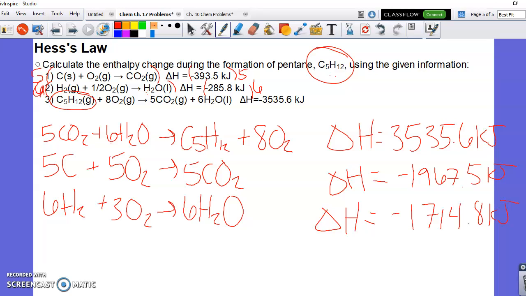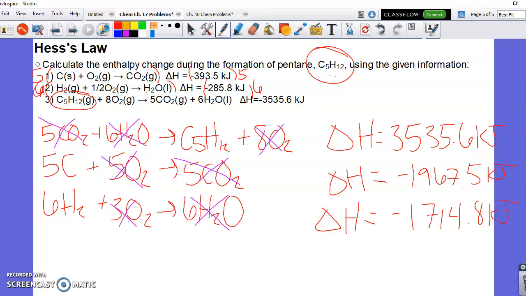Now let's go through and hope everything cancels out. So I have 5 carbon dioxide here as a reactant. I see 5 carbon dioxide there as a product. That cancels out. I have 6 waters here. I have 6 waters here as a product. That should cancel each other out. Here I have 5 oxygens. Here I have 3 oxygens, so 5 plus 3 is 8. I have 8 as a product, so that means all of those will cancel each other out. And I don't see anything else I can cancel out.